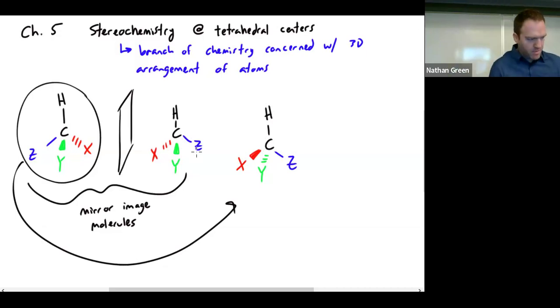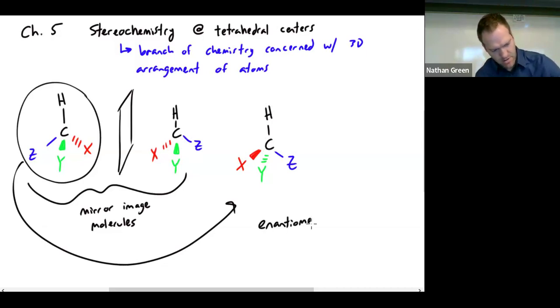These 2 molecules are what we call enantiomers. Enantiomers are non-superimposable mirror image molecules.